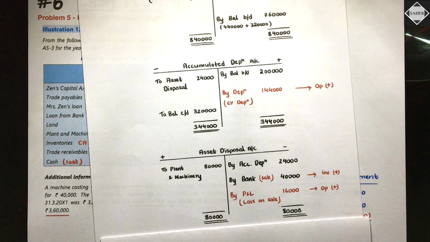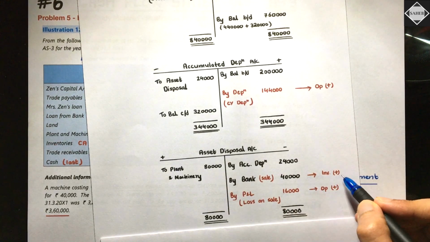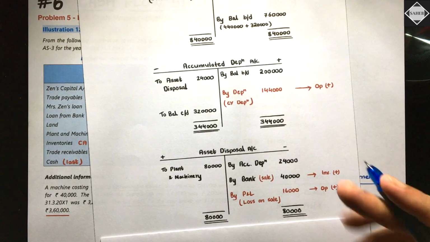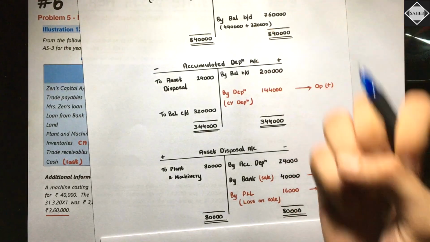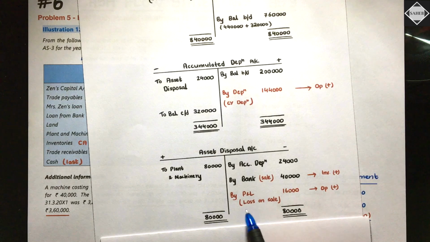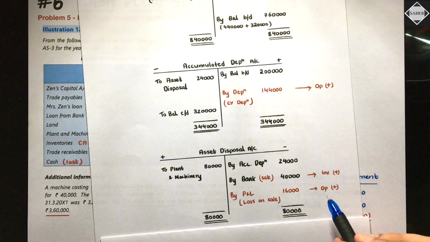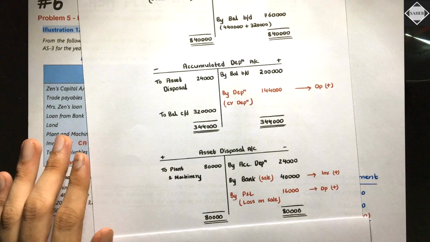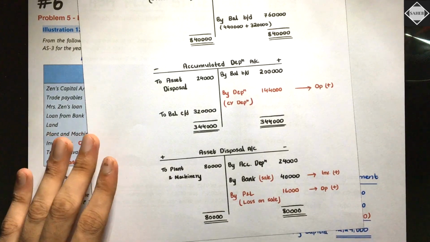Is it clear? Okay, so if we have sold the asset for 40,000, that means it will be added in investing activity, because sale of asset is what? Investing activity. We are getting the money, we have to add that. And loss on sale is what? It's a non-operating expense. It has been debited to P&L, so we have to reverse that by adding it. Fine, understood. Now let's see the cash flow statement.